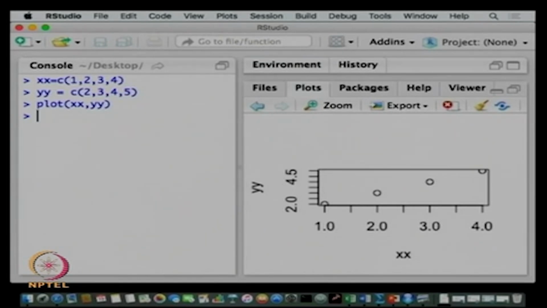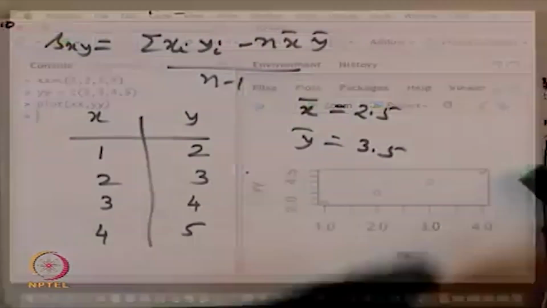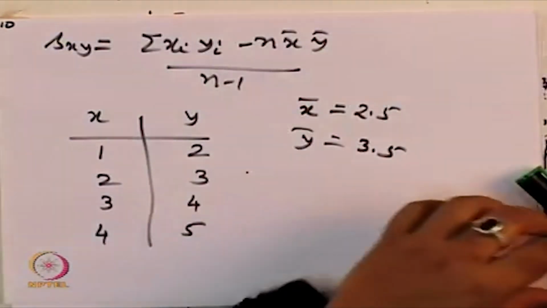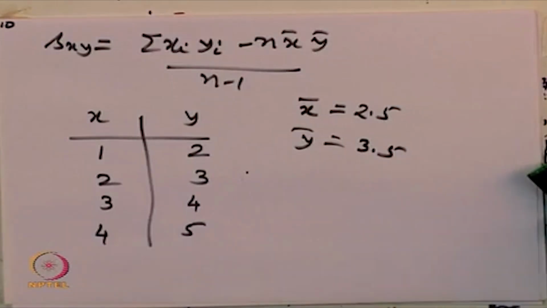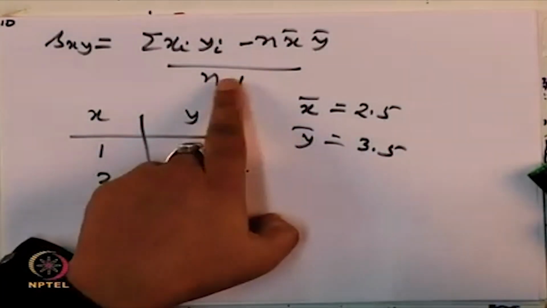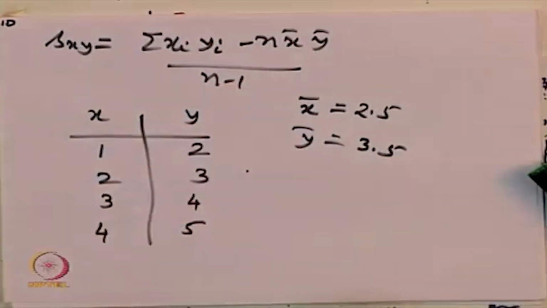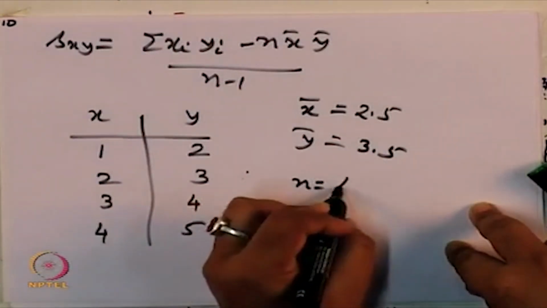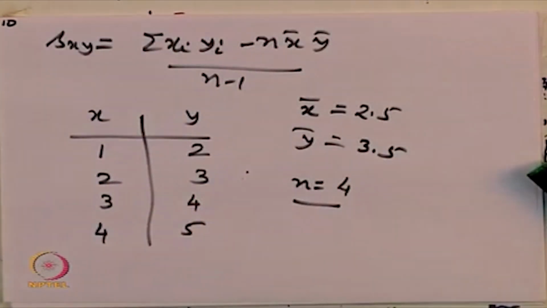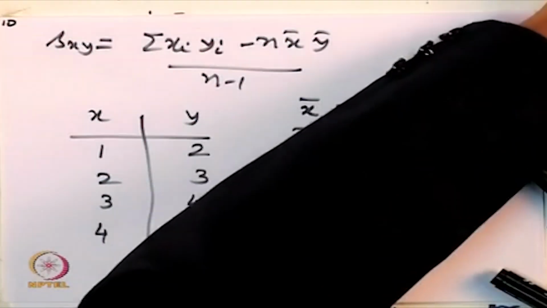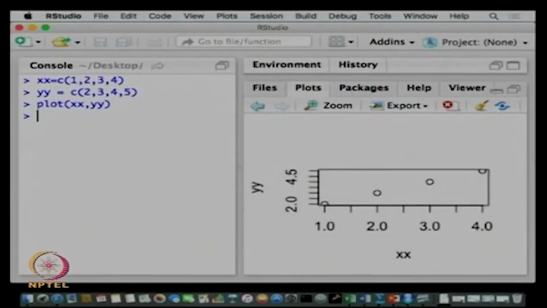Okay. So, I want to find out the value of Sxy. I know that Sxy is equal to summation xi yi minus n x bar y bar, divided by n minus 1. I have n equal to 4 in this case. So, let us calculate the value of Sx. I can write sd of xx, sd of yy.